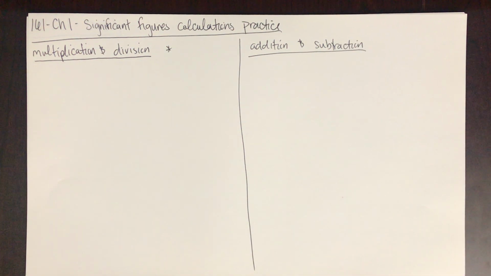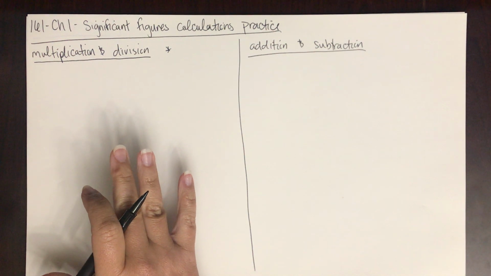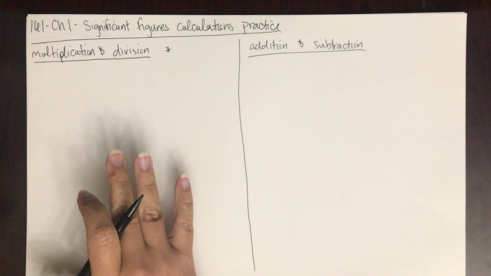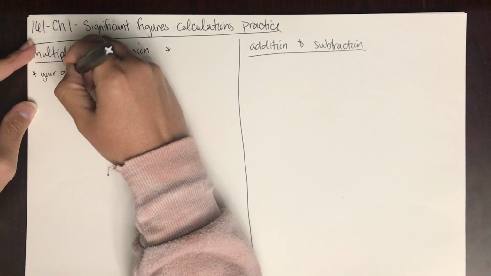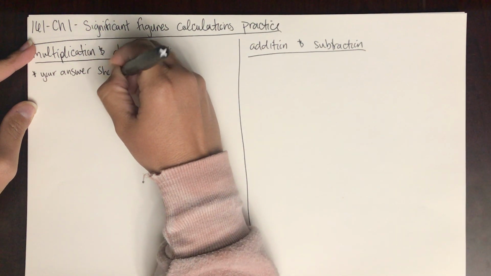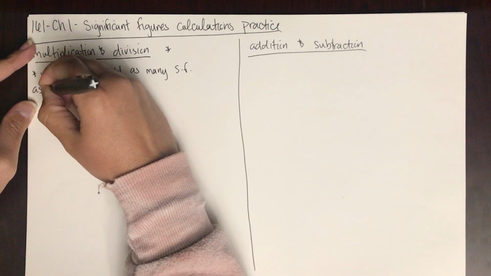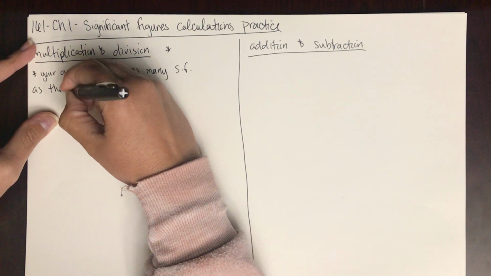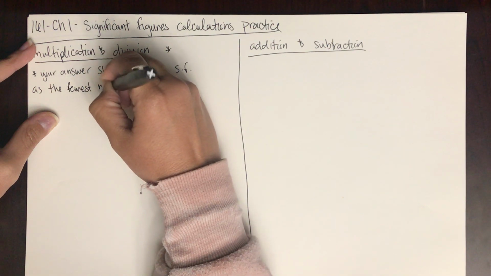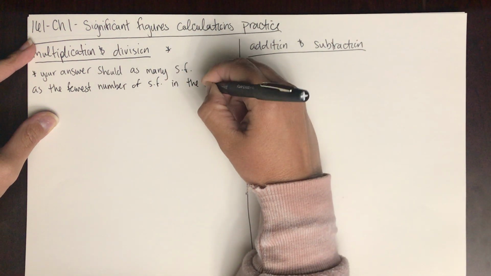So the rule for how many significant figures your answer should have when you are doing multiplication and division is that the fewest number of significant figures in the problem will dictate the number of significant figures in your answer. So your answer should have as many significant figures as the fewest number of significant figures in the problem. I'll say word problem.